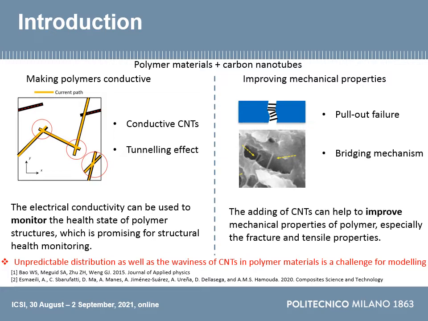Besides the electric part, the enhanced mechanical properties provided by carbon nanotubes are also very interesting. Of course, carbon nanotubes are super strong, so pulling the CNT out of the polymer materials during the loading of nanocomposites becomes the main failure mechanism. This kind of failure mechanism can cause crack bridging during the loading, and can also directly increase the fracture and tensile properties of the nanocomposites. These are the good points for adding carbon nanotubes into the polymer materials.